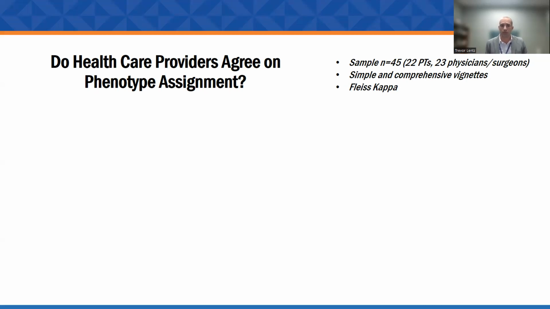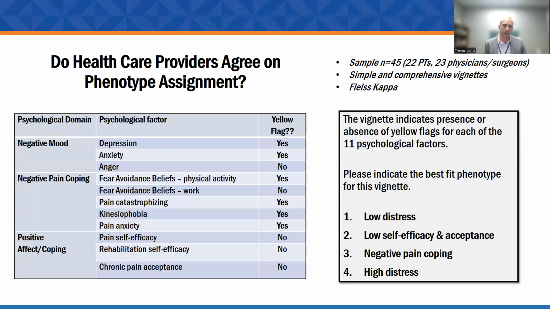So we looked at this issue of agreement on different phenotypes, and we had developed some vignettes where we showed the OSPRO Yellow Flag Assessment Tool scores, and then asked the people participating in this survey research to assign them to one of these phenotypes. We did quite a bit of education on what the different phenotypes are and how they're defined, and made sure they really understood before assigning them. We had 22 physical therapists and 23 physicians or surgeons that completed this. And we looked at the Fleiss Kappa, which is basically a level of agreement.